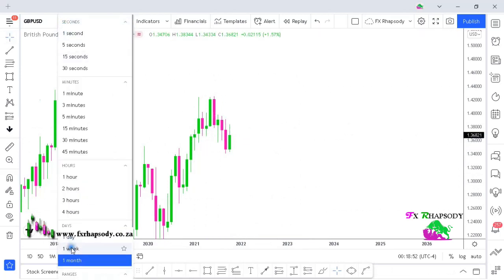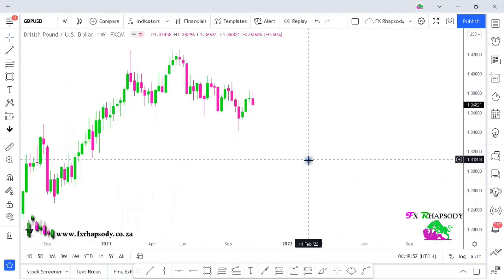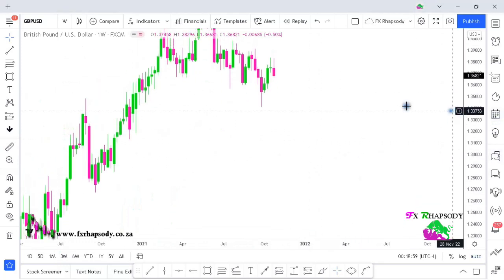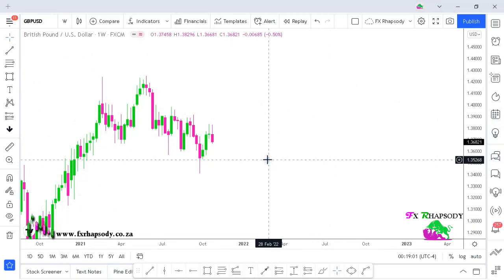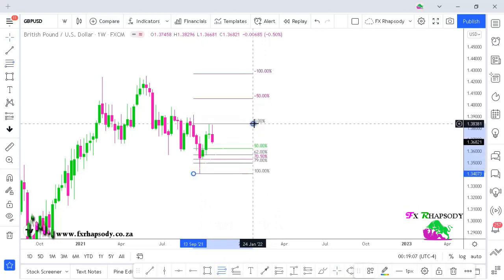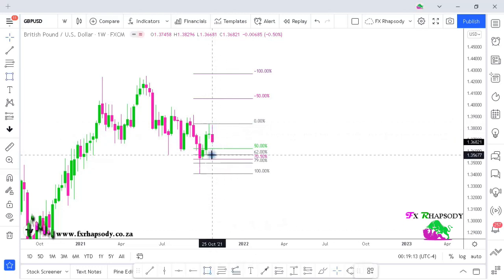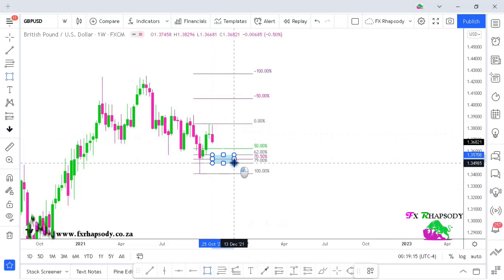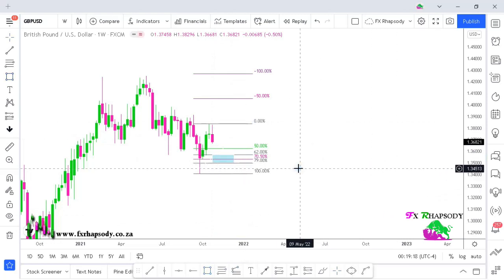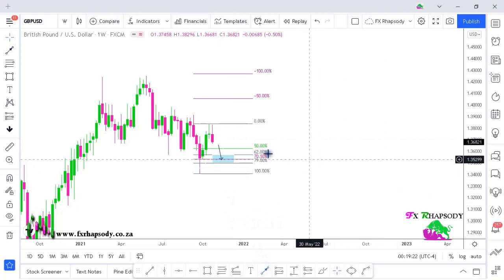On a weekly time frame, there's a bit of mixed signals on the pound. So basically, if you get your Fibonacci from the low to the high, you can see that price is retracing back. And obviously, I would like to see price retracing back to this zone between the 62 and the 79%. So basically, I would like to see price doing that and then start moving to the upside.